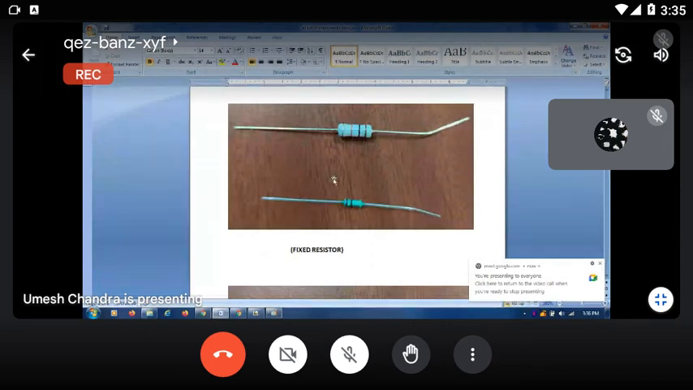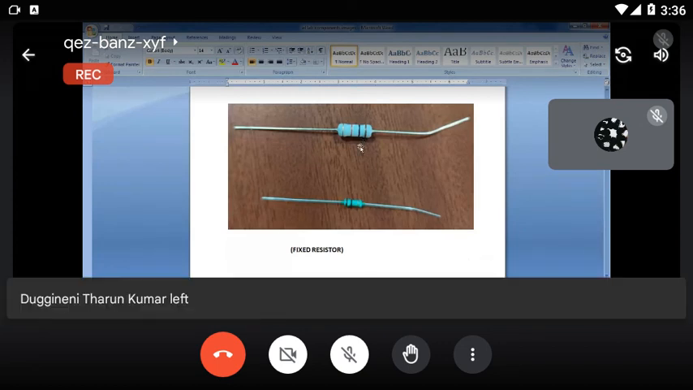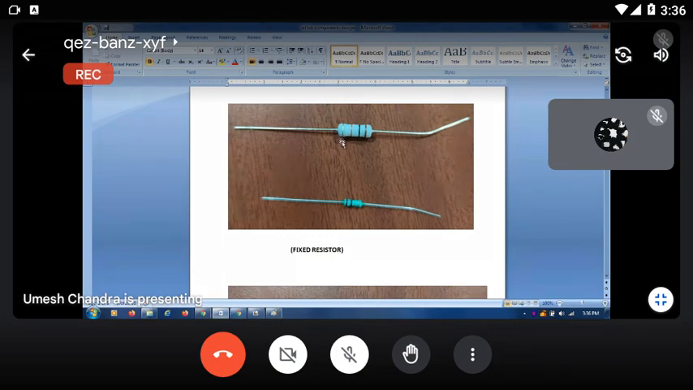There are two procedures. One is using a multimeter, another is using the color code. And here the resistor color code starts from the right side actually, not the left side. The first color on the right is brown, second is black, third is red, and the fourth one is golden or silver. Then how do you measure the resistance value? By using the color code.